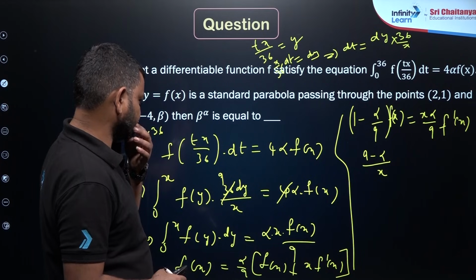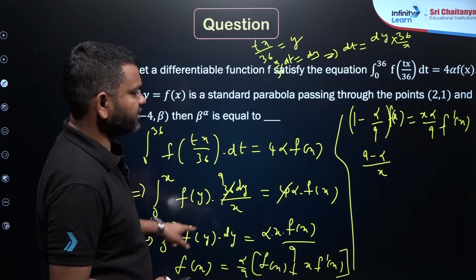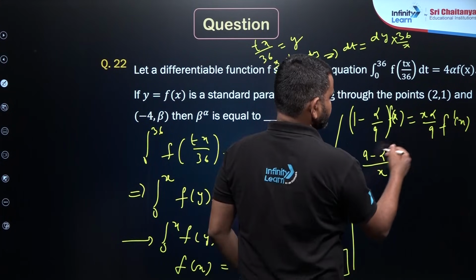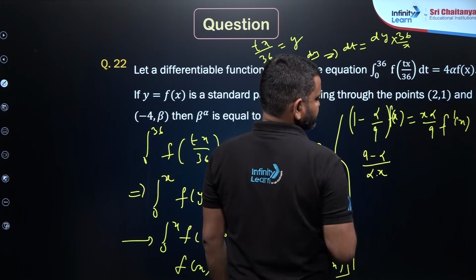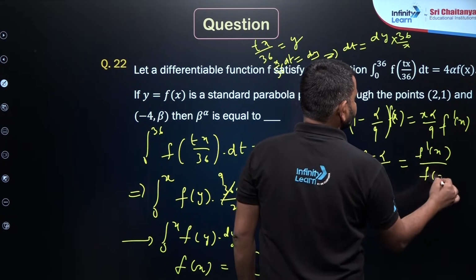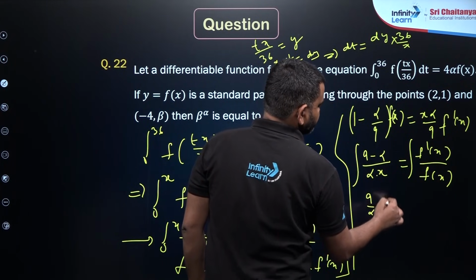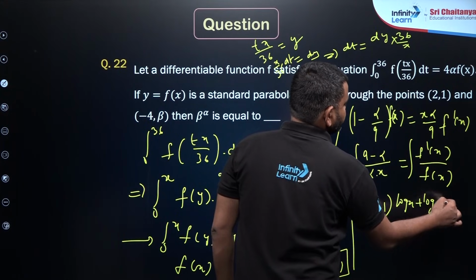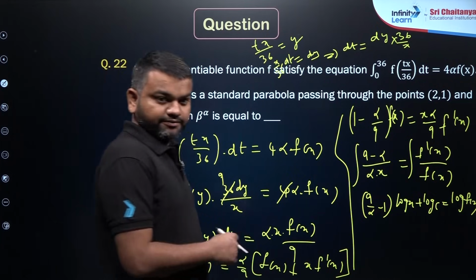alpha by 9, 1 minus alpha by 9. So 9 minus alpha is coming on this side, and alpha is also there. 9 and 9 are getting cancelled. That is equals to f dash x by f of x. I am getting, integrating on both sides. So this is going to give you 9 by alpha minus 1 into log x plus some log c, that is equals to log f of x I have to get, right?